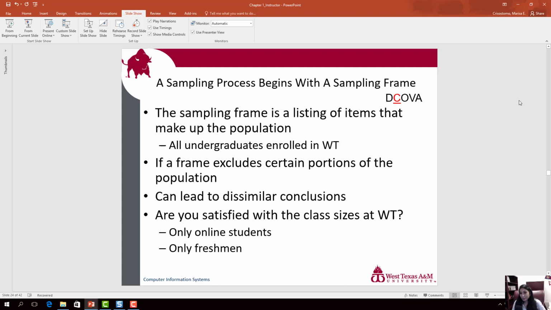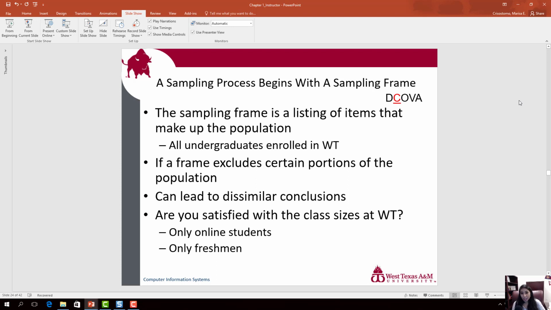So the sampling frame is something that you want to start off with if you are trying to take a sample. The sampling frame is a listing of all items that make up the population, for example, all undergraduates enrolled at WT. If a frame excludes certain portions of the population, it can really lead to dissimilar conclusions.